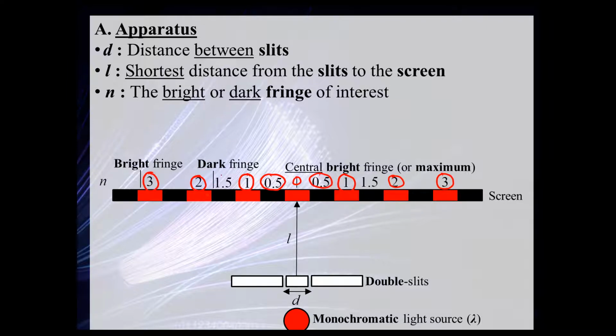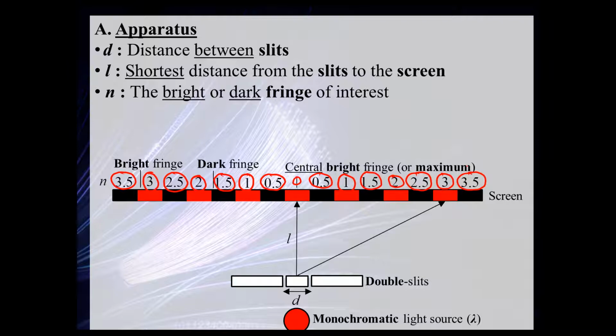The second dark fringe would have a value of 1.5. Third dark fringe would have a value of 2.5. And then my fourth dark fringe would be 3.5. So whenever we look at the dark fringes, we just subtract 1/2 from that number. So for example, the 8th dark fringe would be 8 minus 0.5. It would have an n value of 7.5.